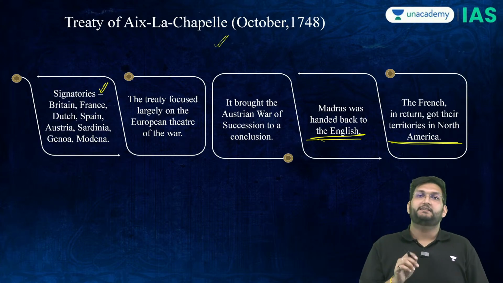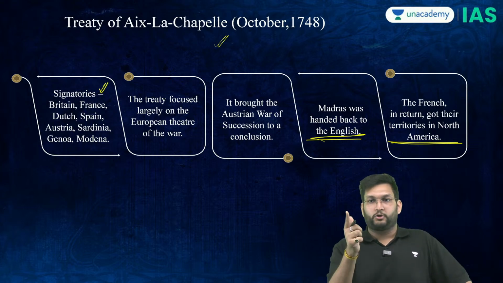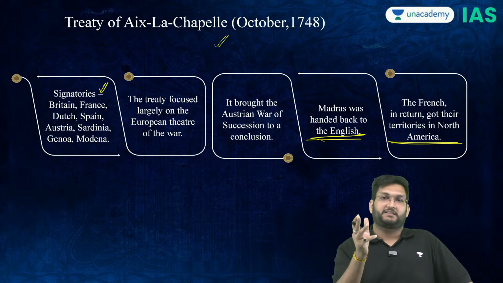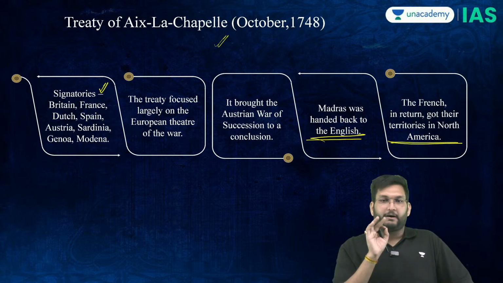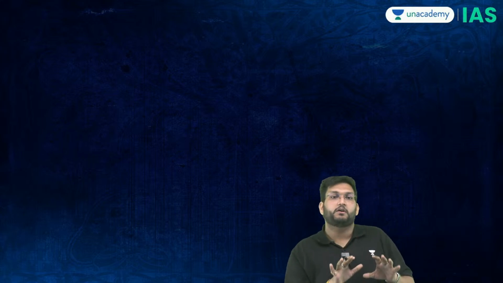What you have to learn here is basically Anwaruddin, his name is equally important, La Bourdonnaise, Dupleix, Aix-la-Chapelle. Are we clear about the first Carnatic War? I want your assertion here. Are we all on the same page with regards to the first Carnatic War?